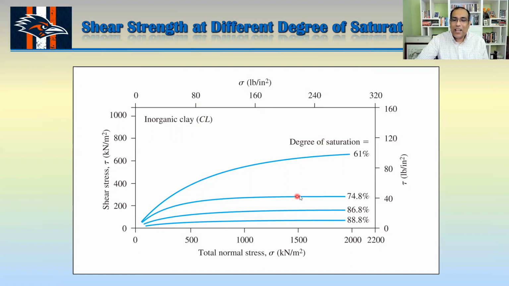So you can see the actual strength is now 250, but you designed with 600 kPa. So what will happen? This will definitely fail. So we don't want to take that chance. We just always assume that the soil is completely saturated.